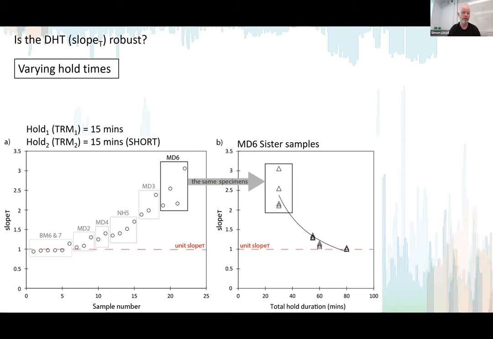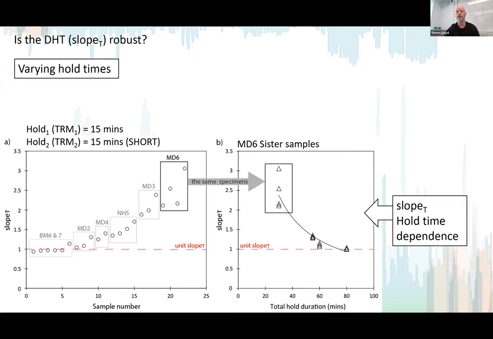And here on the left, we've plotted these samples against their slope T values, which should be one, where we can see the red dashed line. And some of them are very high. And so we took these samples from site MD6 onto the right, and we compared those with their sister samples from that site, which underwent much longer hold durations, or various hold durations. And we got this trend, and we can see that the longer the hold duration, the closer to unity the slope T became. And so there seems to be some sort of hold time dependence for this value.